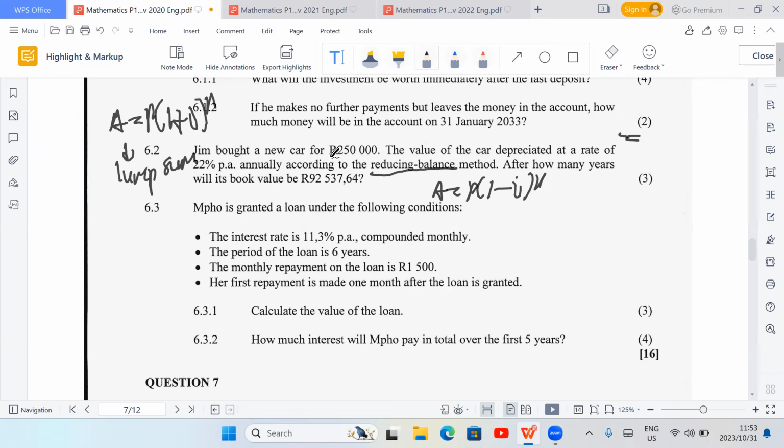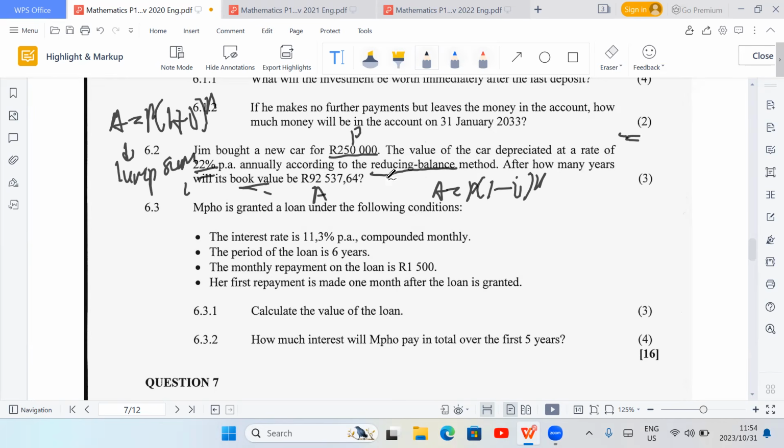Jim bought a new car for 250,000. That's your P immediately. And then the book value, that is your A. And now I'm looking for the rate of depreciation. It's 22%. Now, am I worried about compounding periods here? No, because there's no such thing as something depreciating over a monthly basis or over a quarterly basis. When something depreciates, it depreciates over an annual basis. So if you are doing accounting, you know that. And so this is it.